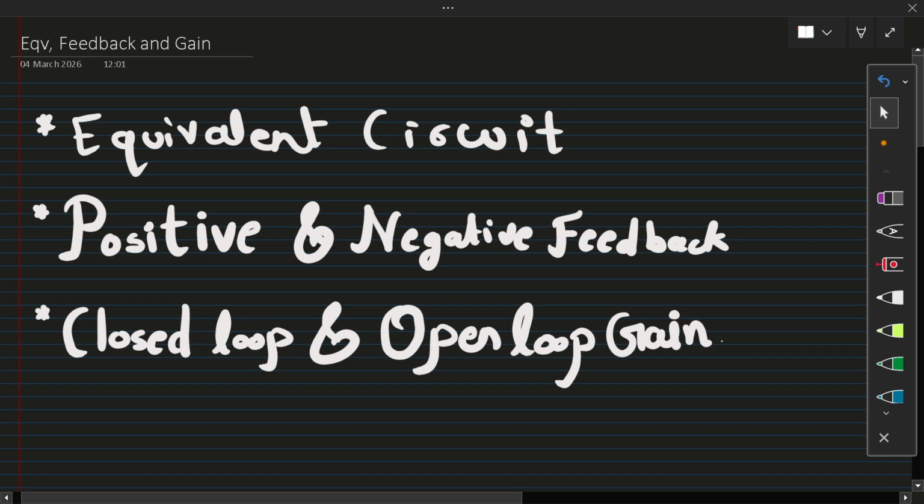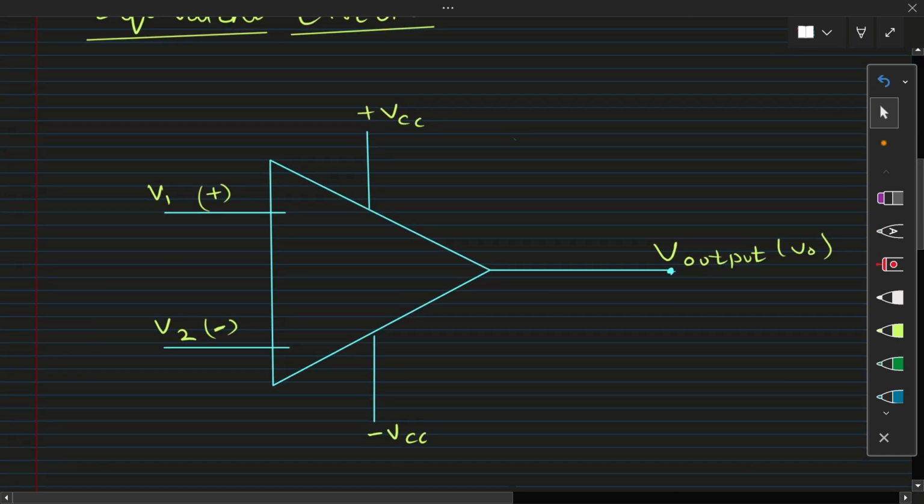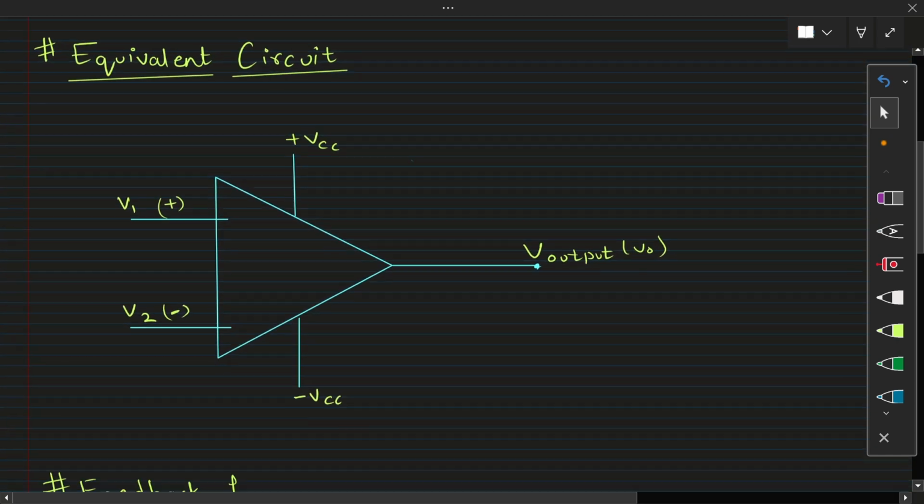Hello everyone. In this video, we will see the equivalent circuit of an operational amplifier. Next, we will discuss the positive and negative feedback on operational amplifiers. And after that, we will see the closed loop and the open loop gain. So, first, let's see the equivalent circuit.